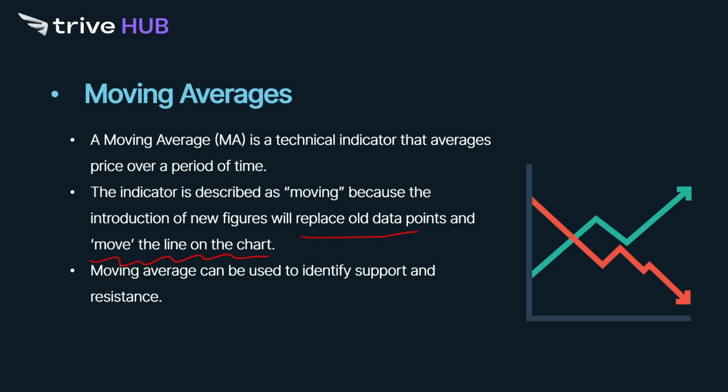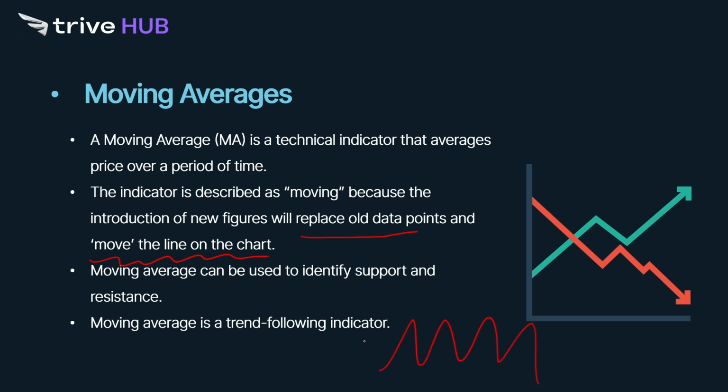Moving averages can be used to identify support and resistance areas, and a moving average is a trend following indicator. Remember this: do not use moving averages in a range bound market, because in a range bound market moving averages only signal a zigzag movement and often give you failed signals. So a moving average is not a range bound trading indicator. Do not use it while the market is in range. It's a trend following indicator and it gives wonderful trading opportunities in a trending market.